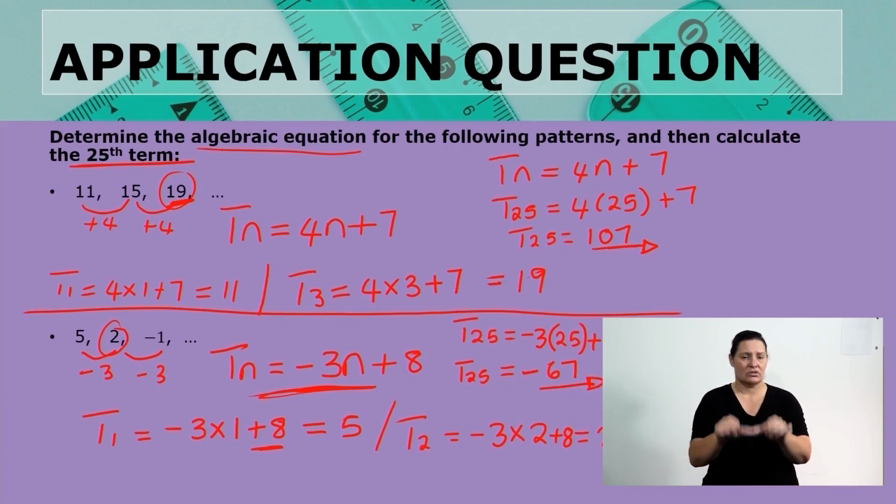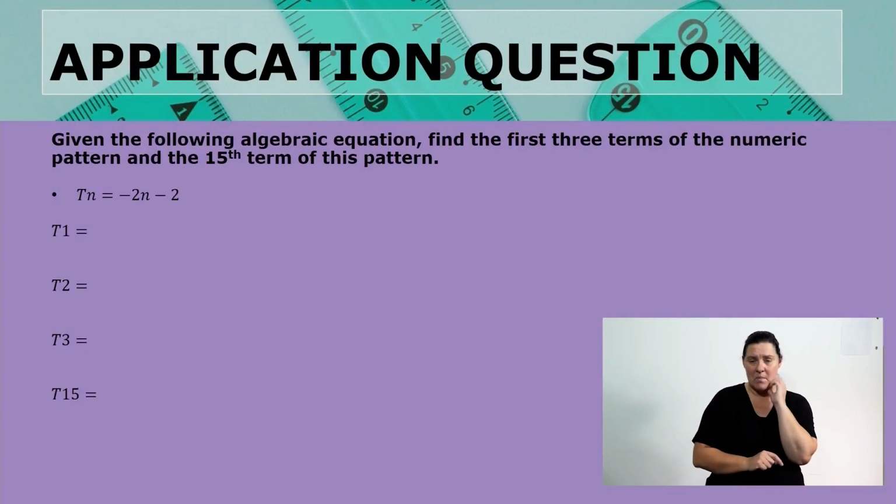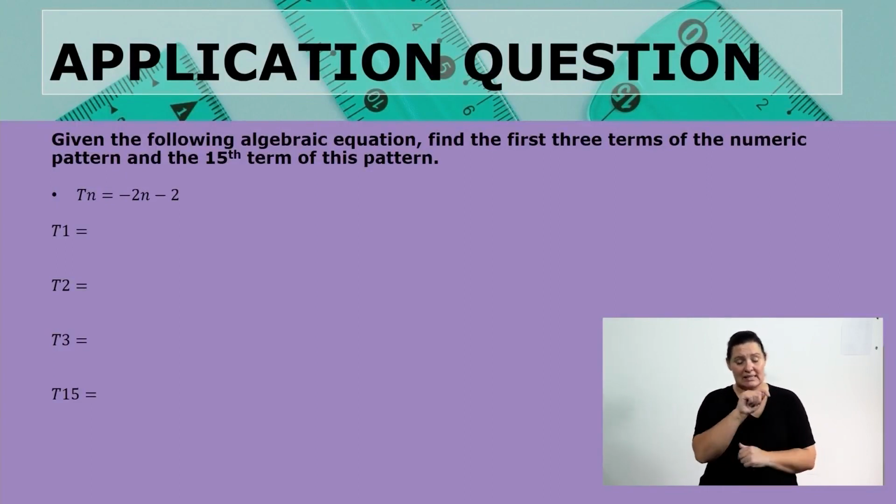Okay, let's continue. In this next example, we've been given the algebraic equation and we need to find the pattern for the first 3 terms. Let's look at it. Given the following algebraic equation, find the first 3 terms of the numeric pattern and the 15th term. Our equation reads Tn is equal to negative 2n minus 2. So we now need to find the first 3 terms from the equation.